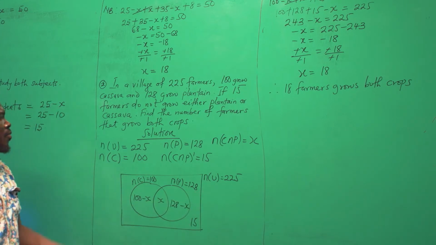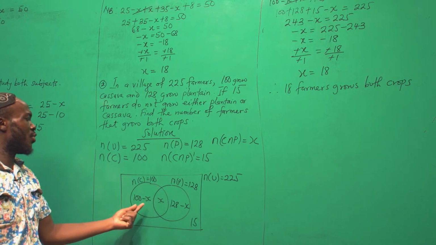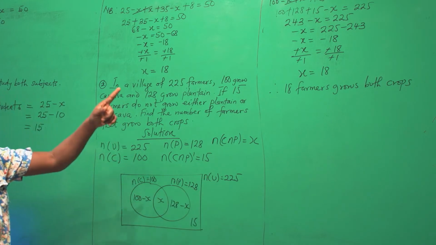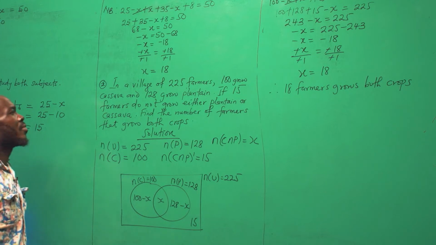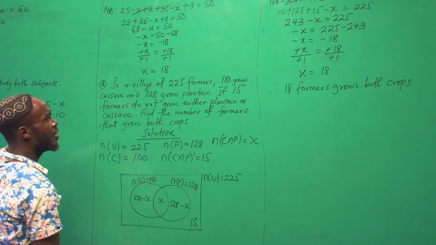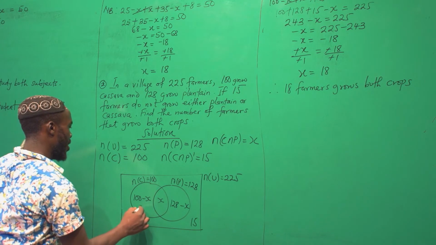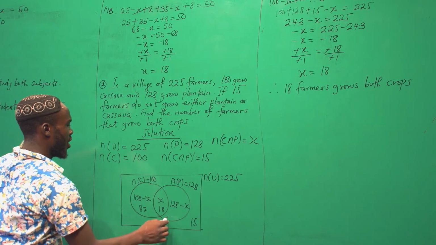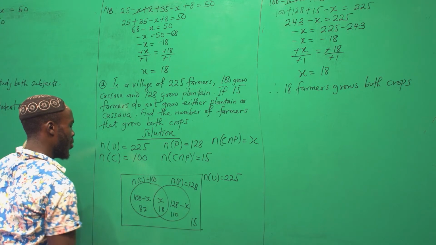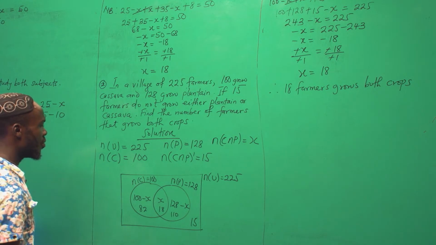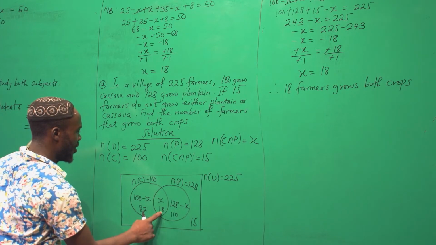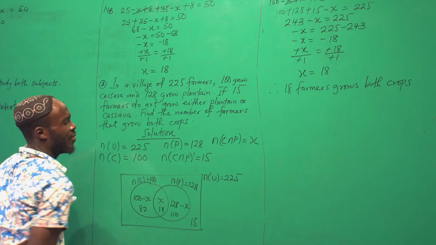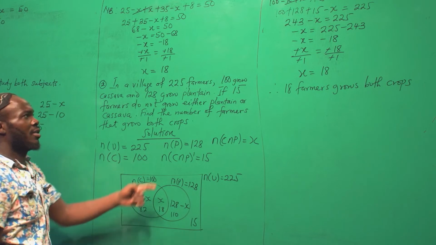Let me give you a trick. After solving with this type of question, you add the only parts, then the intersection and the outside, and if you don't get this, then it means your solving is wrong. So let's try that one and see. 100 minus 18, we get 82. Then here is 18. Then 128 minus 18, we get 110. Okay, so this 82 plus 18 plus 110 plus 15, we should get 225. So when we don't get 225, then it means that your solving is wrong.